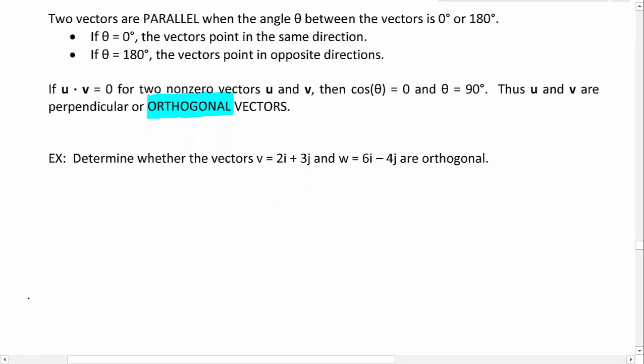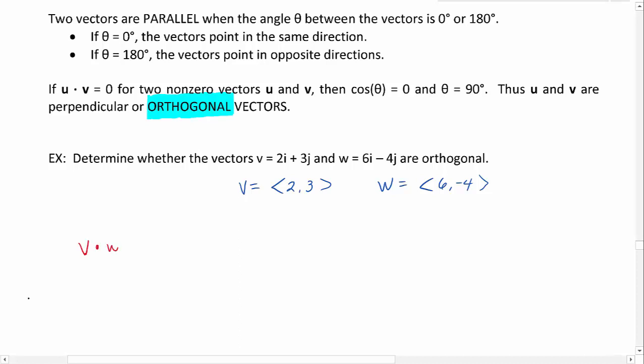So let's determine whether the vectors v equal to 2i plus 3j and vector w equal to 6i minus 4j are orthogonal or not. And the only way to do this is to find the dot product and then look at it. If the dot product equals 0, great, they're orthogonal. If it's anything other than 0, then they're not orthogonal. They gave me my vectors in ai plus bj form, so the first thing I'm doing is rewriting them with angle brackets. v equals <2, 3>, and w equals <6, -4>. And we're ready to dot them.